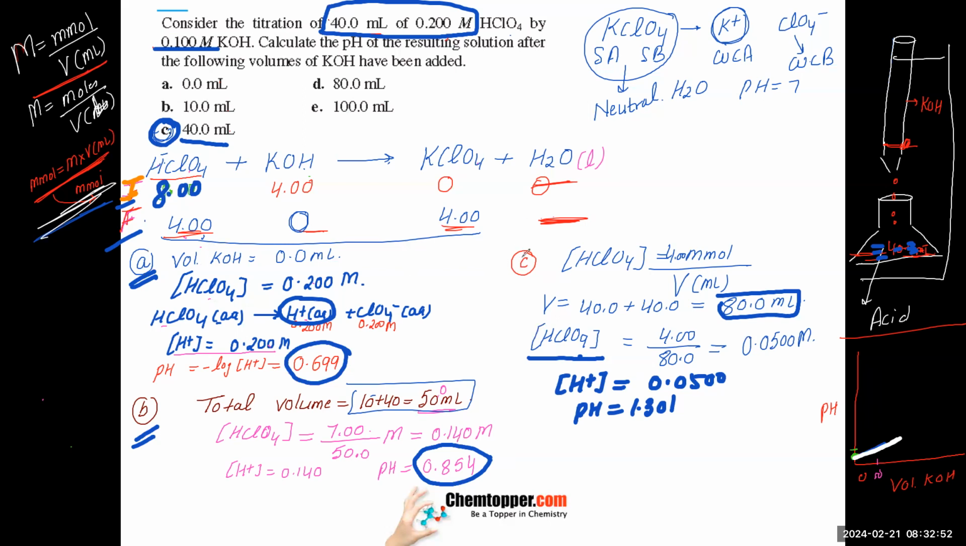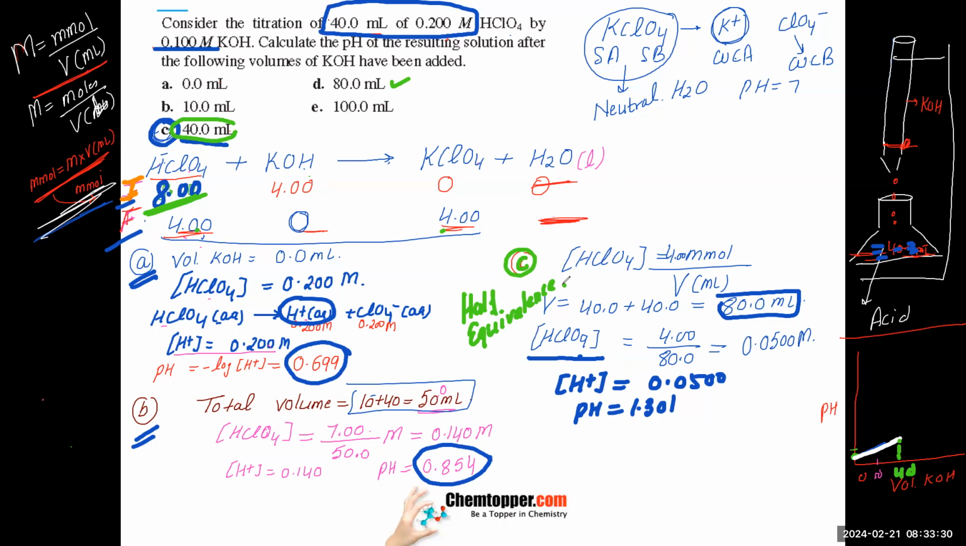But look at the C point. Can I call it as half equivalence, children? Can I say that half of the acid is neutralized? This is half equivalence point. So if 40 ml is the half equivalence point, where is the equivalence point? At the D. 80 ml will be the full equivalence point, right? So C is the half equivalence, right?